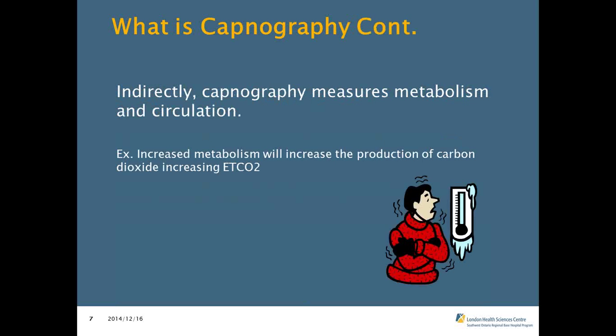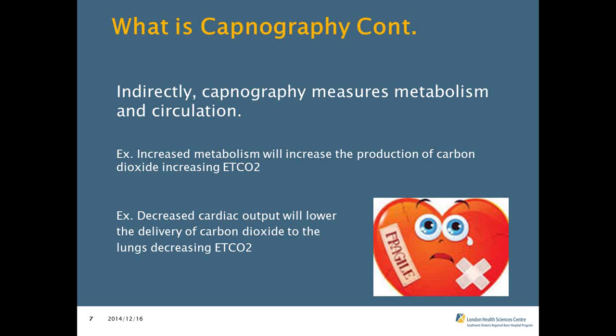Indirectly, capnography will measure the metabolism and circulation and the use and production of carbon dioxide in your body. For example, an increased metabolism could increase the production of carbon dioxide, increasing someone's EndTidal CO2. Another example is if we had a decreased cardiac output or decreased perfusion status, that would lower the delivery of carbon dioxide to the lungs, and we would see a decrease in EndTidal CO2 levels on our cardiac monitor.